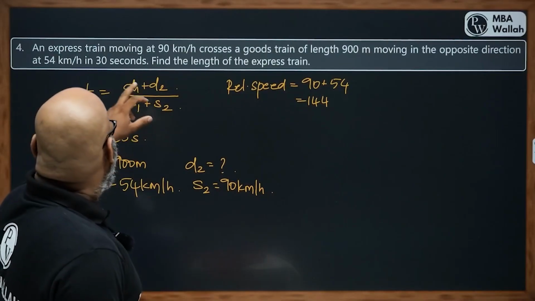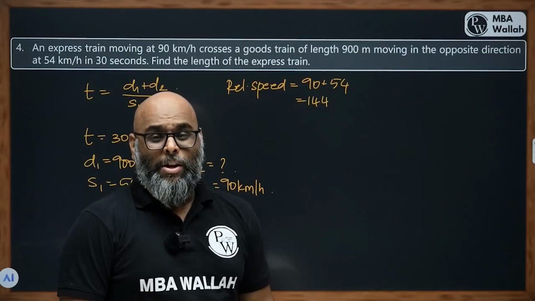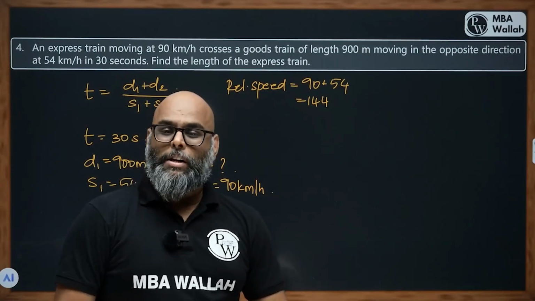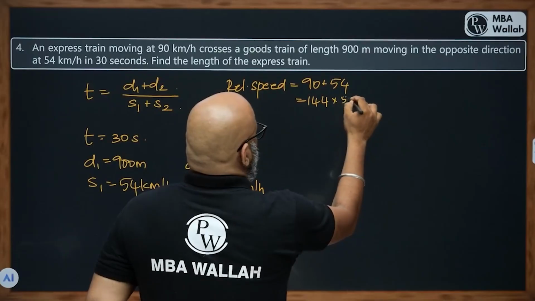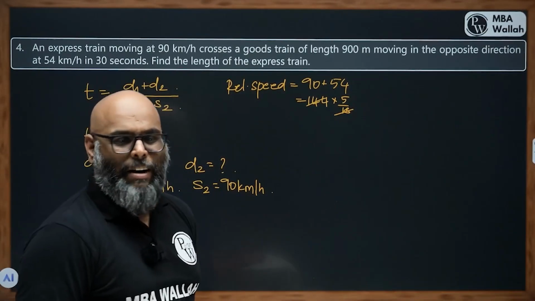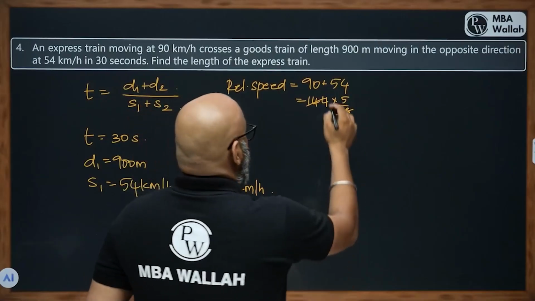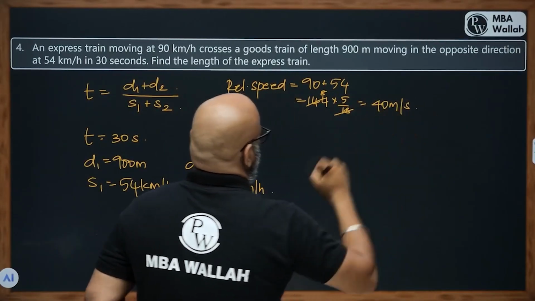But I notice that time is given in seconds, length is given in meters. So I would rather turn this into meters per second, so that will be convenient for us. So into 5 by 18. 144 beautifully gets cancelled in 18. That would be 8 times 5, that would be 40 meters per second.